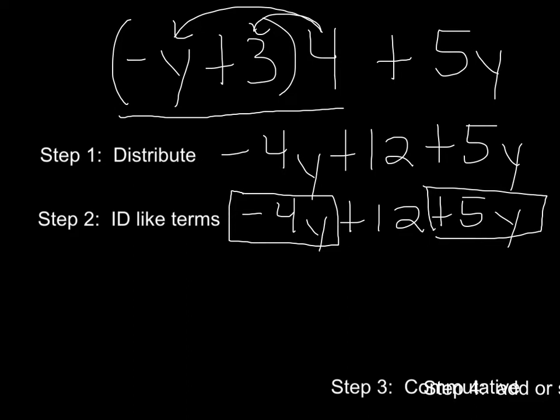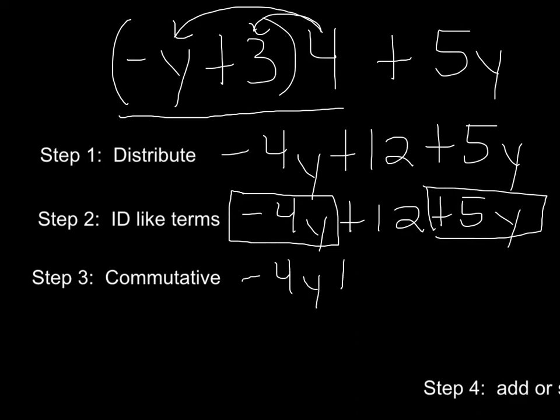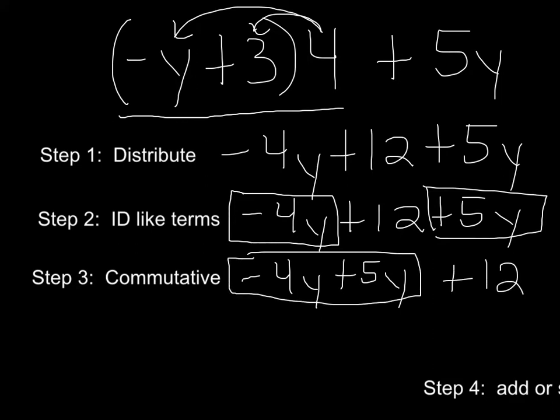The next thing I'm going to do is use the commutative property. So that means I'm going to group my 4y and my 5y together. So I'm going to rewrite that. 4y plus 5y. So that was everything in my box. And then I still have plus 12.